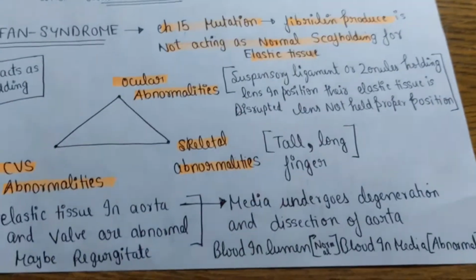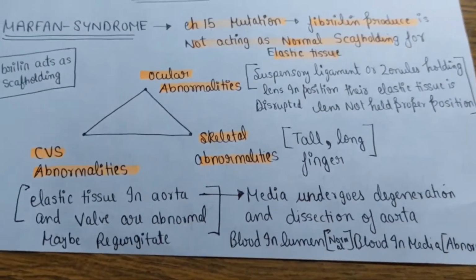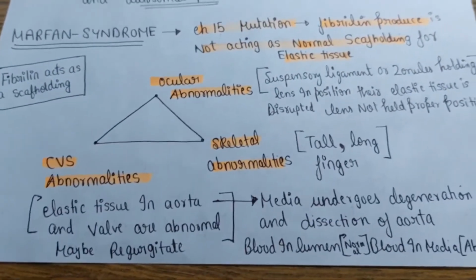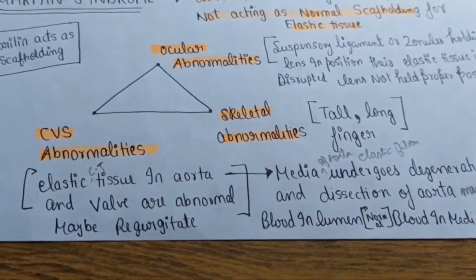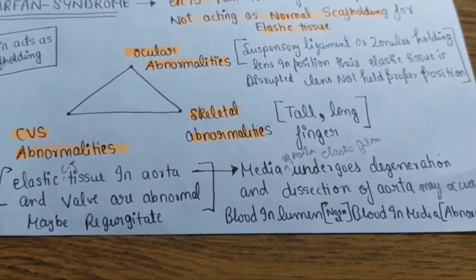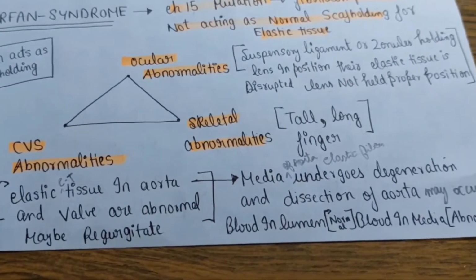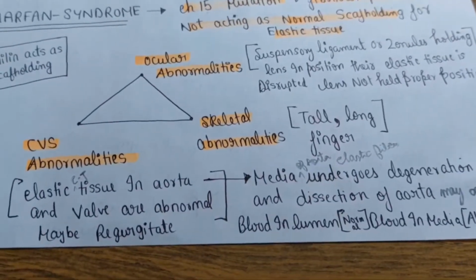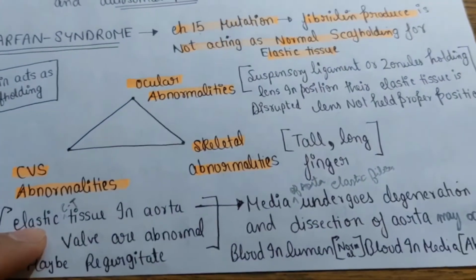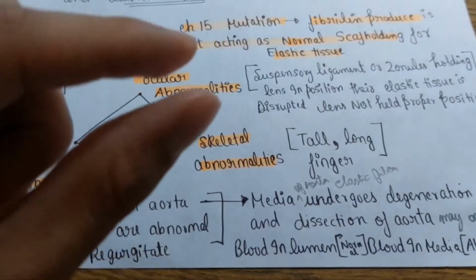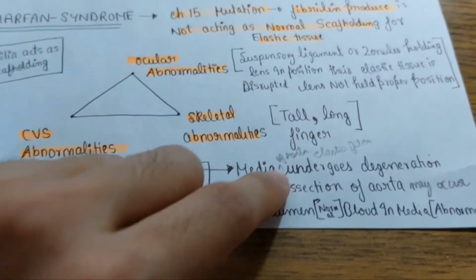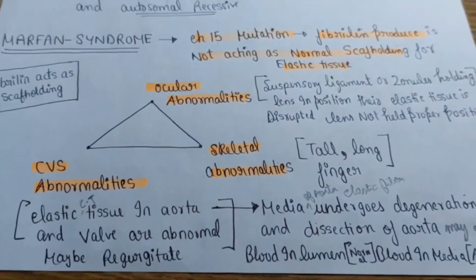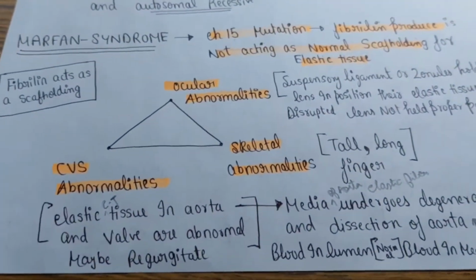Then they are going to have skeletal abnormalities, that is, they are tall and have long fingers. And then they have serious abnormalities, such that the elastic connective tissue in the aorta and valves is abnormal. As a result, if the elastic connective tissue in the aorta is abnormal, in the tunica media layer of the aorta the elastic fibers can undergo degeneration and dissection of the aorta can occur.